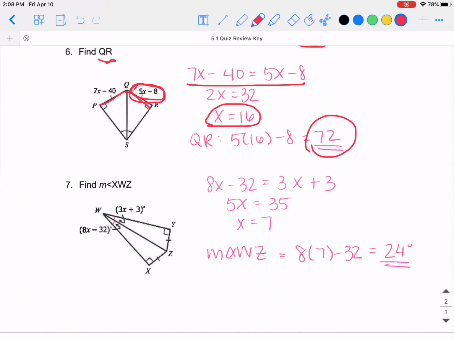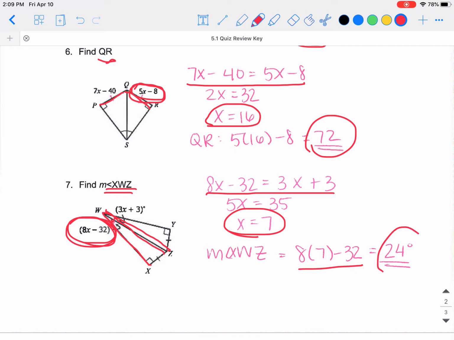For number 7, now we're given two angles here. This line, WZ, is the angle bisector, so we're setting these equal to each other. When we solve, we get x equals 7, but we're trying to find the measure of angle WXZ, or XWZ. XWZ is represented by this expression, 8x minus 32. So we plug in 8 times 7 minus 32 gives us 24 degrees.